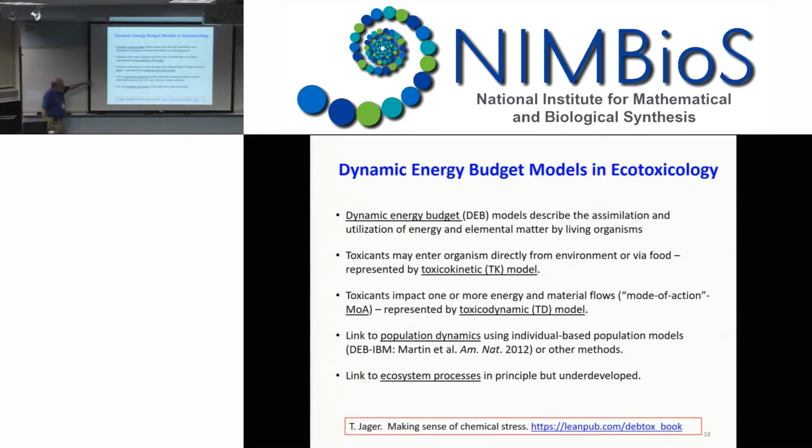The link to population dynamics, and I'll show an example in just a minute of this, is in principle made by individual-based models, but an approximation to individual-based models that opens the way to more mathematics are structured population models. And at the very end, one of the challenges we'll talk about is whether this can be done for ecosystem processes.